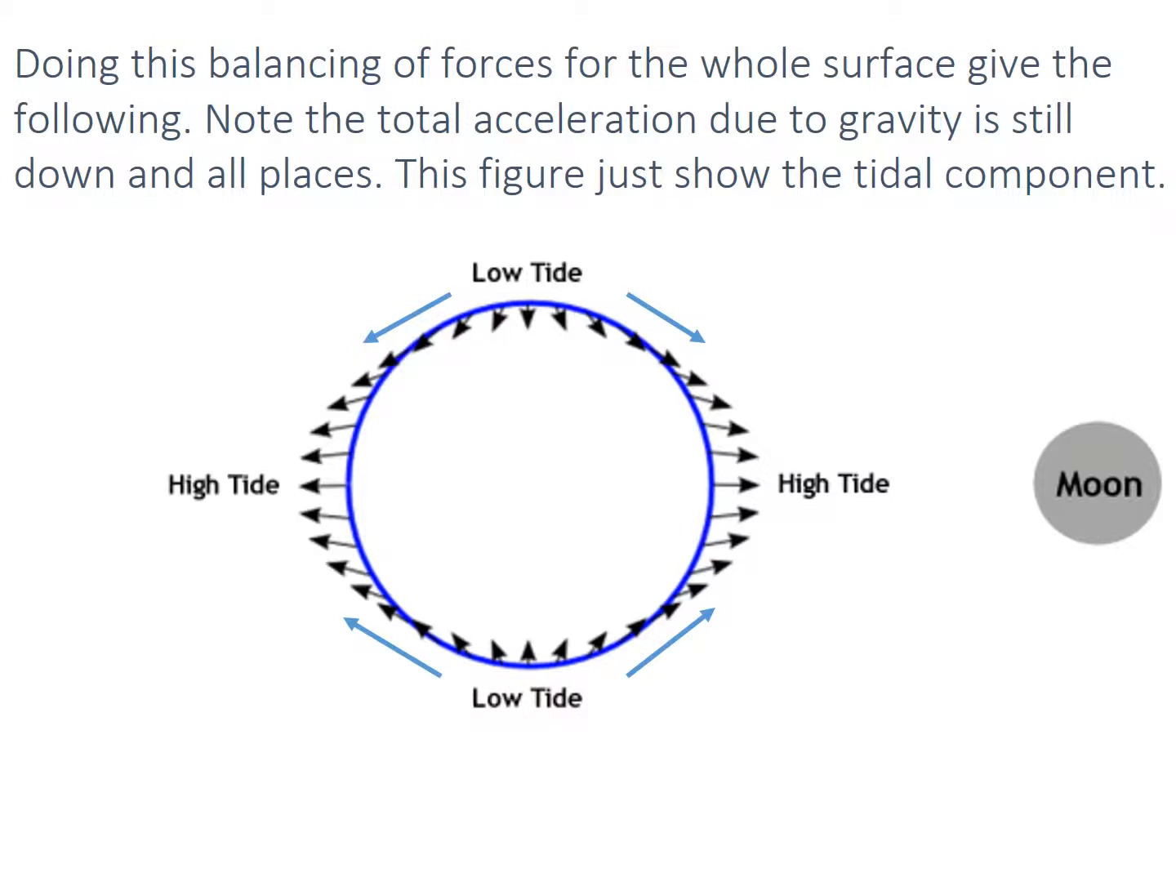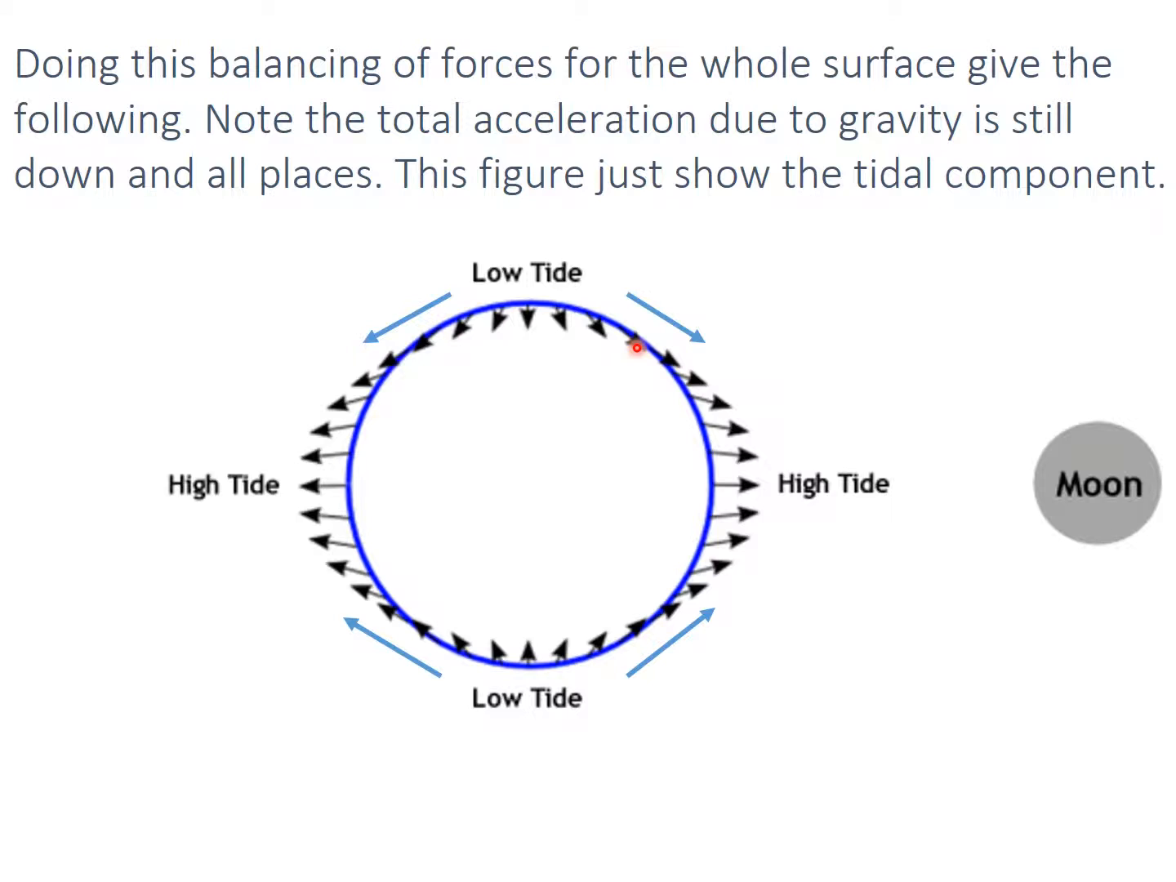What is important, though, is if we move away from the pit that's right next to the Moon, and go to somewhere up here, we can see that these vectors are now tangential to the surface of the Earth, so they're kind of parallel. So they're at right angles to the gravitational attraction, so that it can basically drag the water around the surface.